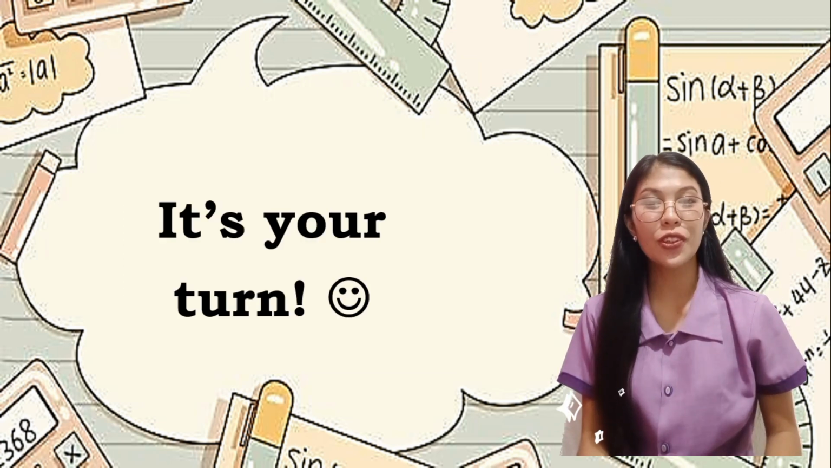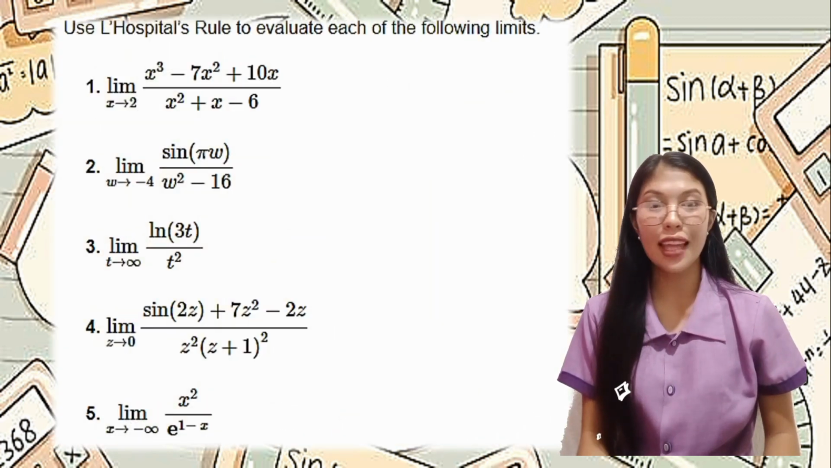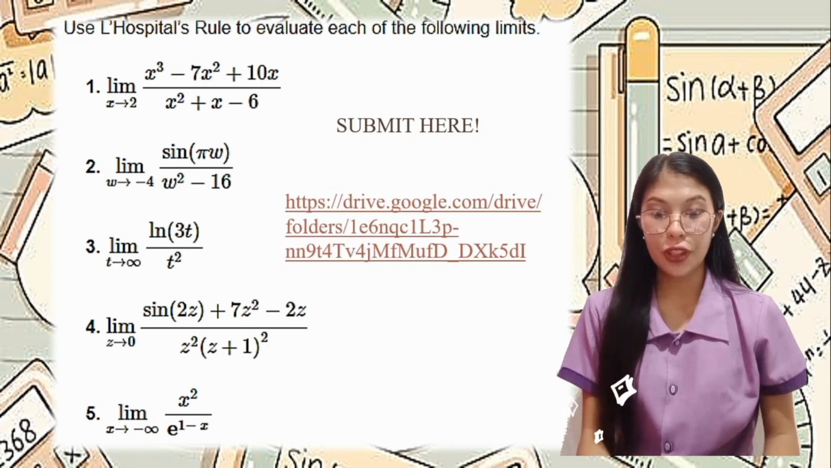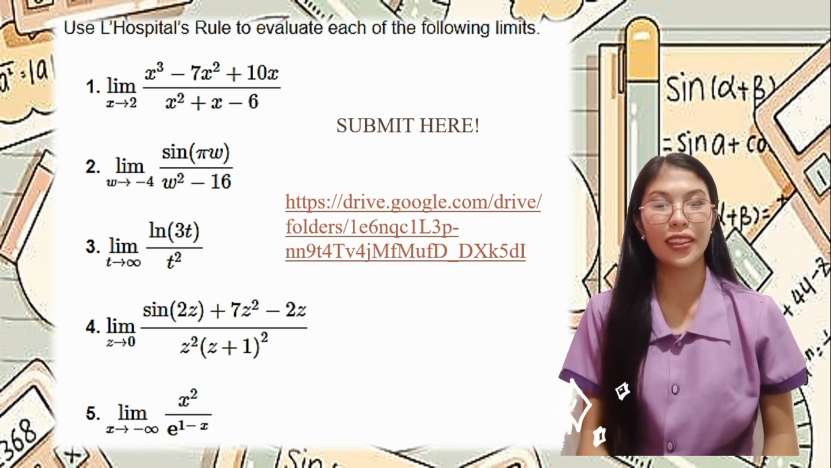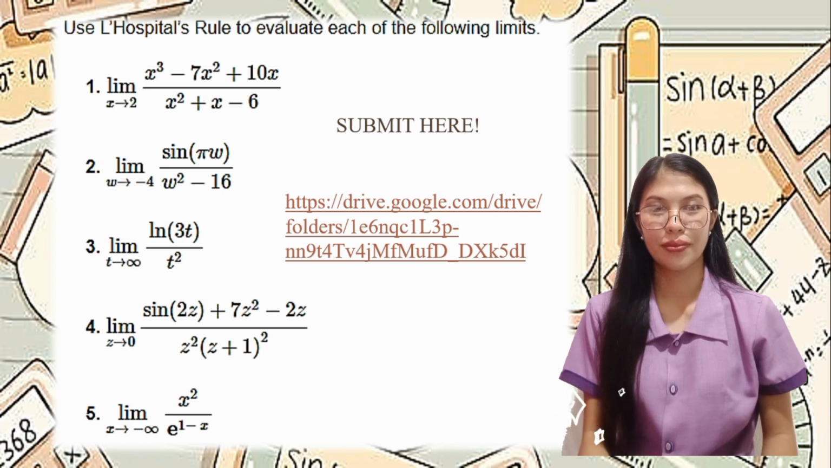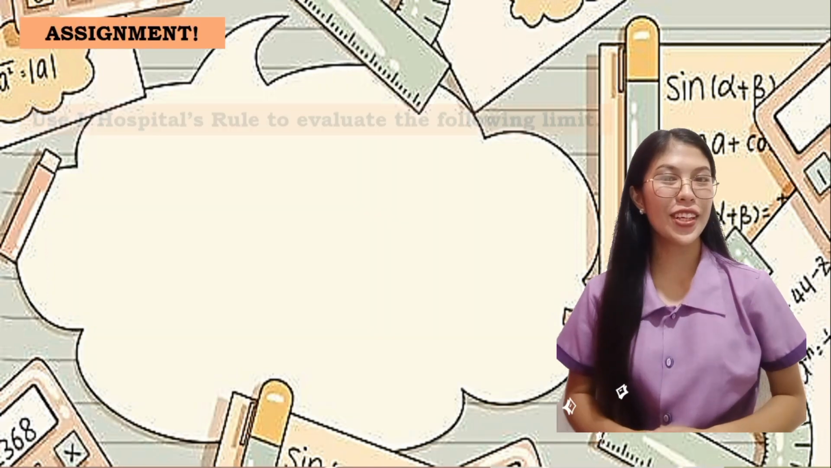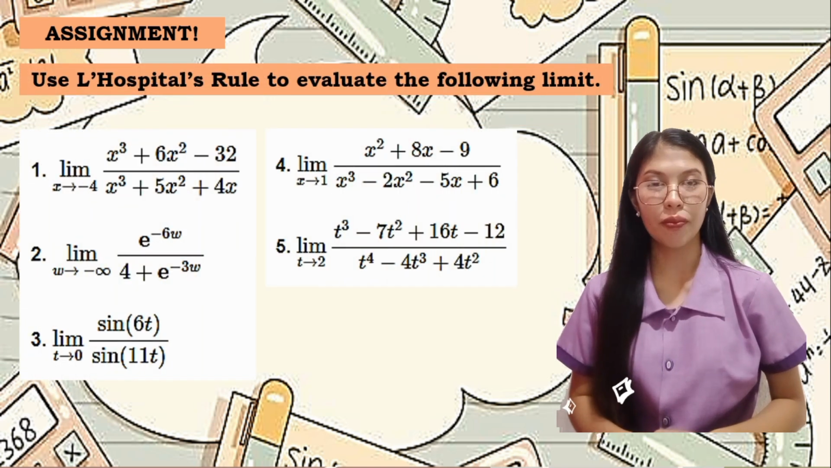Now, it's your turn to do some exercises. Get a long bond paper and then evaluate the following limit. After you answer that, take a photo of it, scan, and submit it in the Google Drive link below in PDF format for your assessment today. And here is your assignment. We will check that on our next meeting.